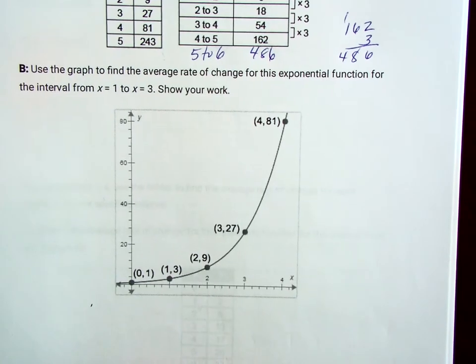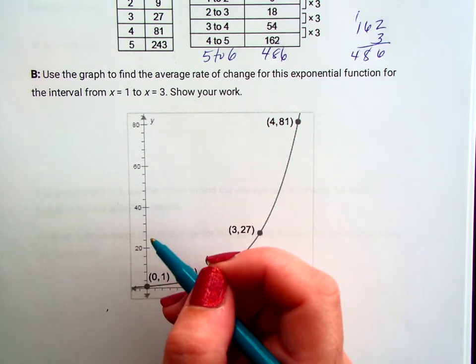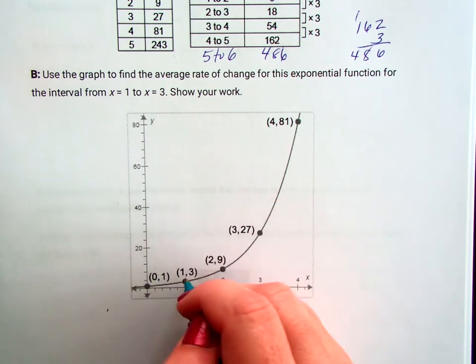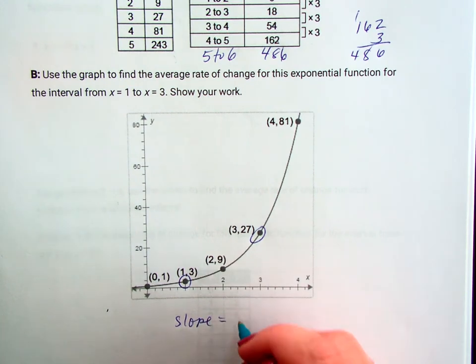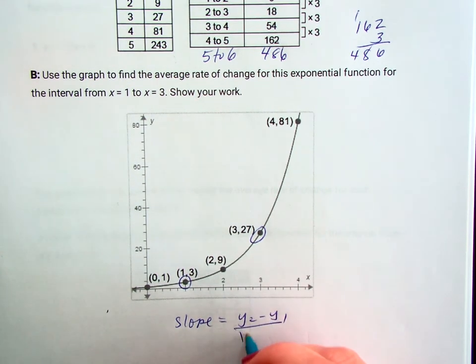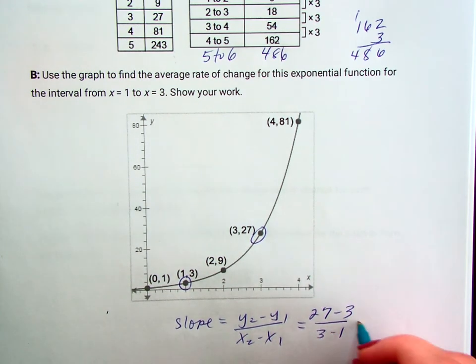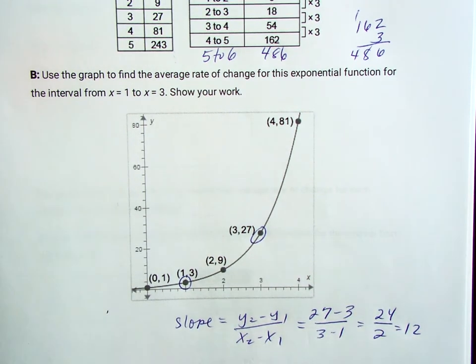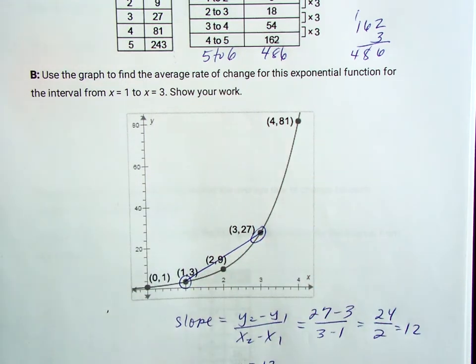Use the graph to find the average rate of change for this exponential function from 1 to 3. So from 1 to 3. 27 minus 3 is 24. So we're seeing a growth of 12. Again, if I connect these two dots with a line, that's my average rate of change between those 2 points.